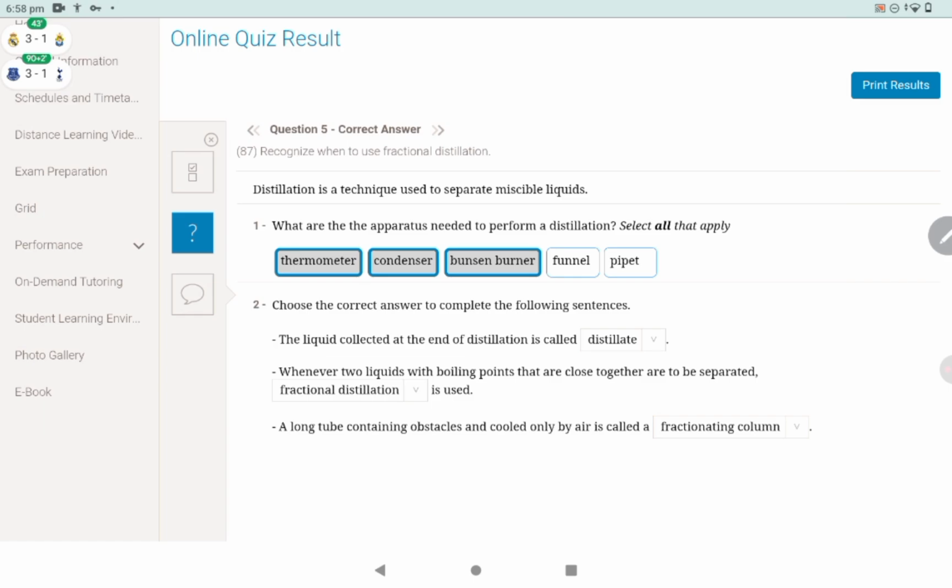Whenever two liquids at boiling points that are close together are to be separated, fractional distillation is used. Fractional distillation is whenever you have close boiling points. For example, ethanol and water have close boiling points, so they are separated by fractional distillation. A long tube containing obstacles and cooled only by air is called a fractionating column. There's a picture later in the quiz to show you what a fractionating column is. But yes, memorize this. It is a long tube containing obstacles and cooled only by air.